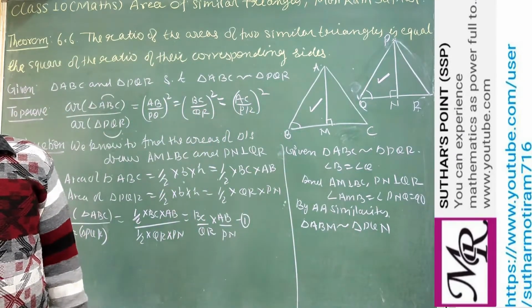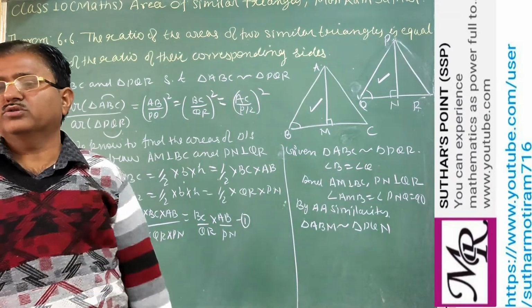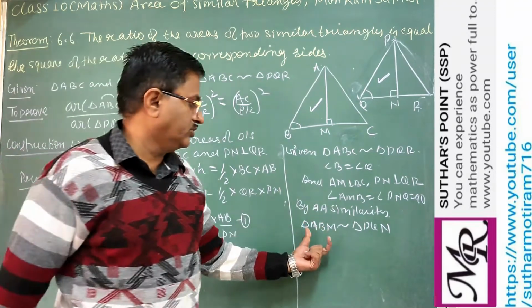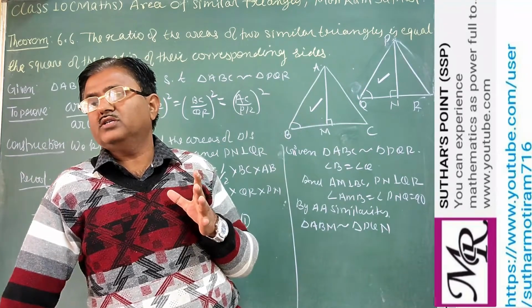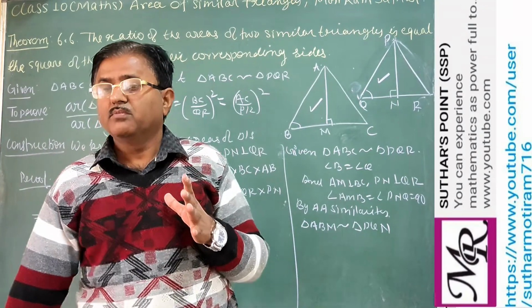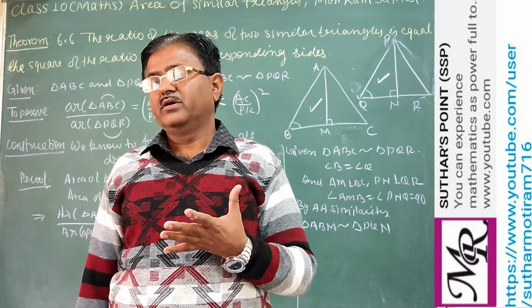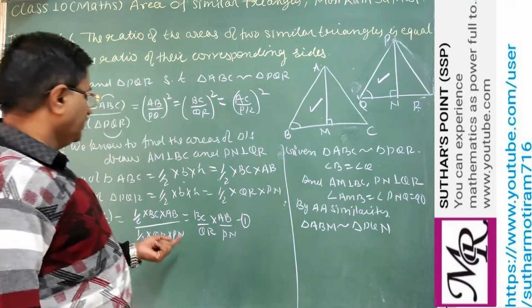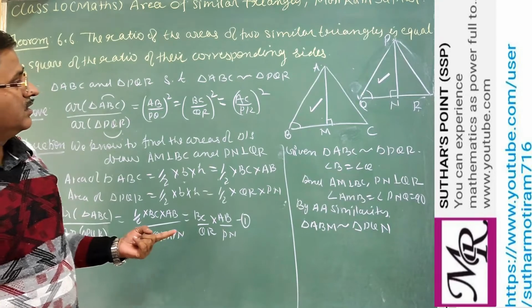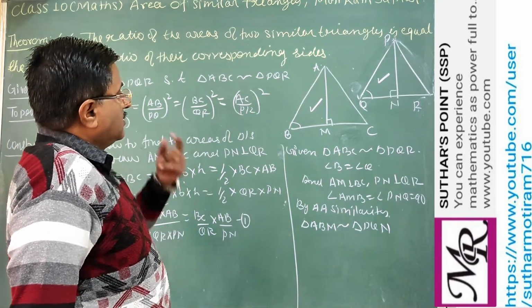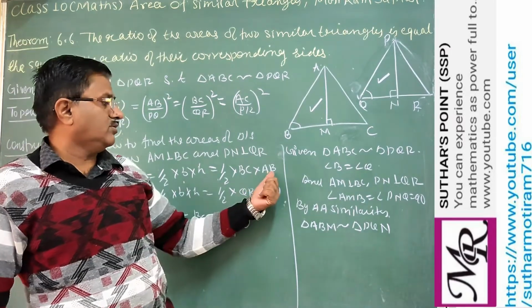Now these triangles are similar, so their corresponding sides are proportional. As you have proved here, these two small triangles are similar, then their corresponding sides are proportional. But you have to take the corresponding sides as per our requirement. So what is our requirement? We need either BC by QR, or we may need BC into AM.